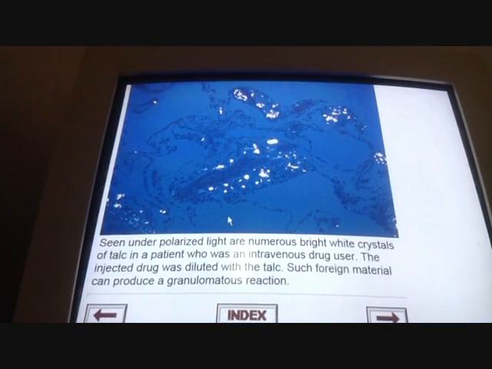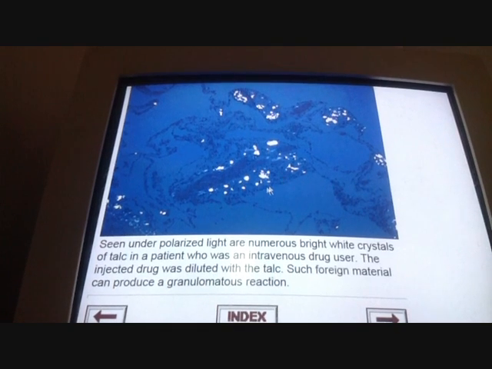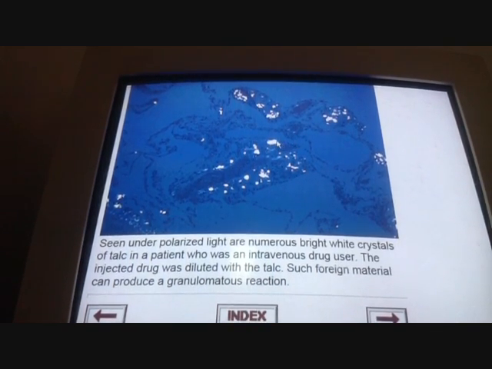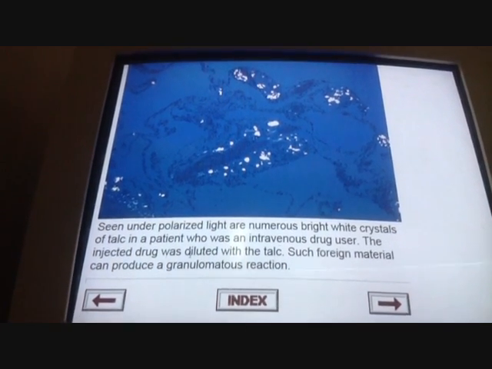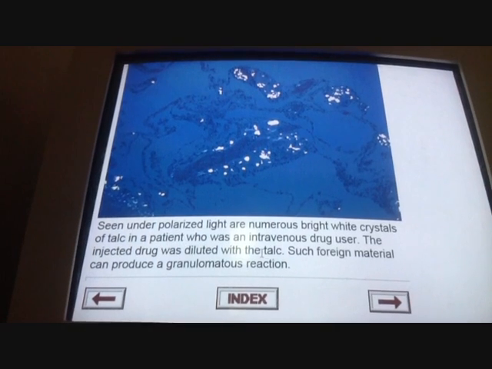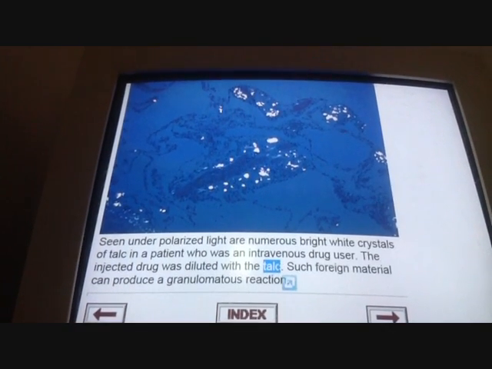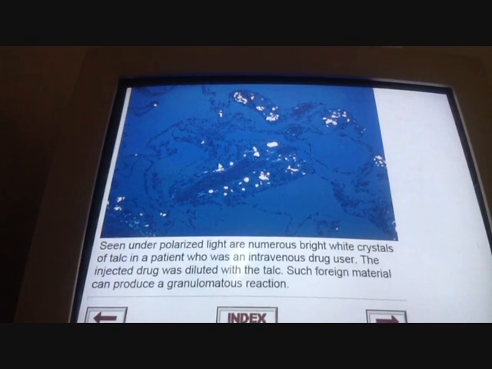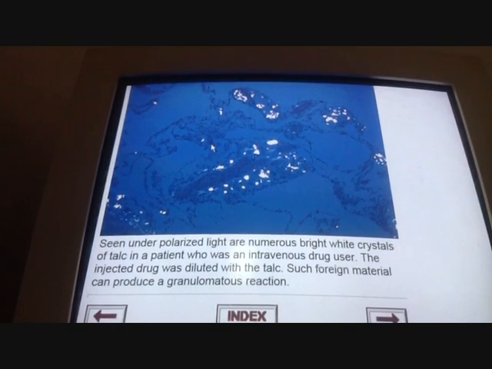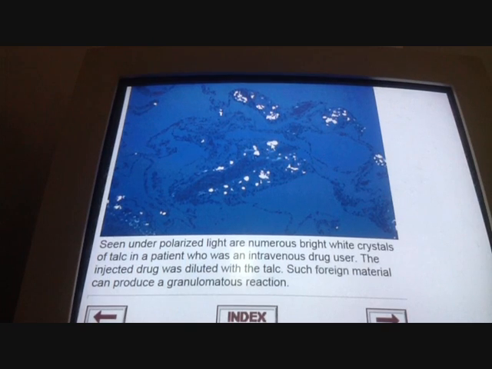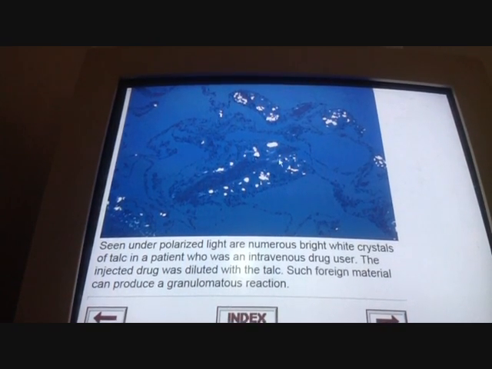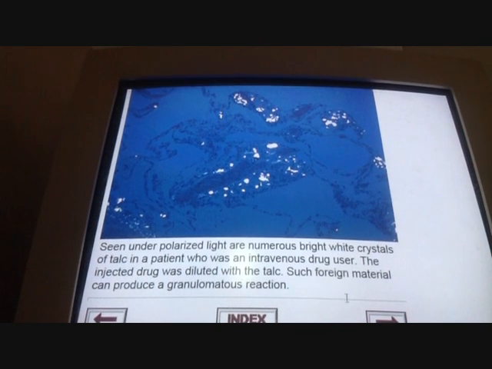This is an image from a polarizing microscope. You can note those white, bright areas, which are crystals of talc. Talc is some kind of powder used to dilute drugs. So this was taken from a patient who is an IV drug user, and those crystals were formed within the lungs of this patient and viewed as such.